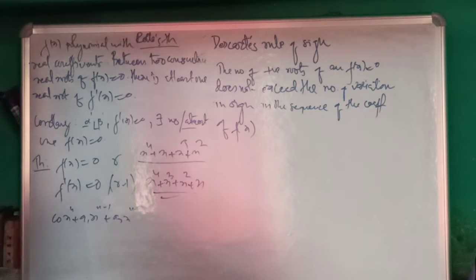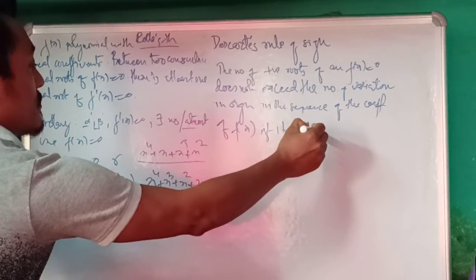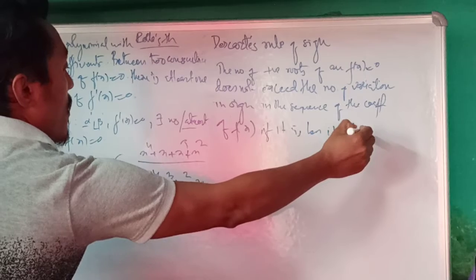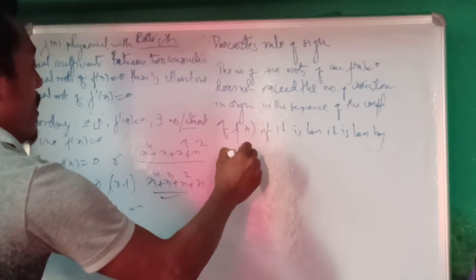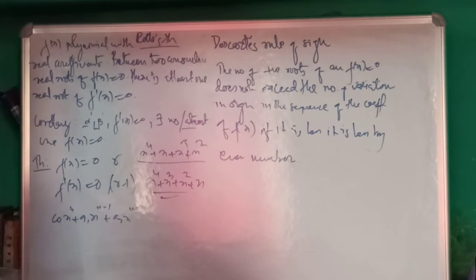And if the number of variations is 2, then the number of positive roots is at most 2. And if it is less, then it is less by an even number. Suppose the number of variations is 4. Then the number of positive roots is either 4 or 2 or 0. Is that clear?